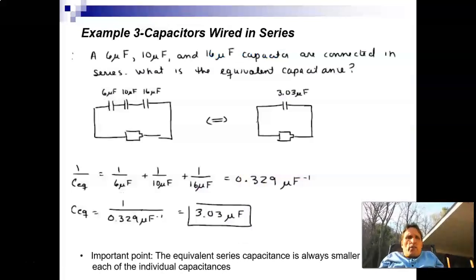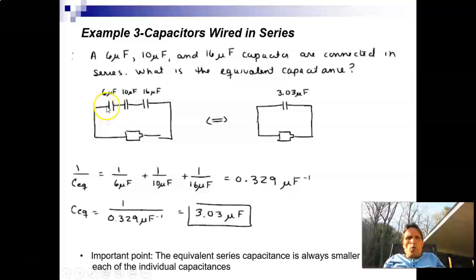So let's actually calculate. Suppose we have 3 capacitors and they're wired in series. In other words, we wire them one after another, and this is your battery here. And so what we want to find is the equivalent capacitance. Well, we know that if they're in series, we have to add the inverses. So 1 over 6 microfarads plus 1 over 10 microfarads plus 1 over 16 microfarads.